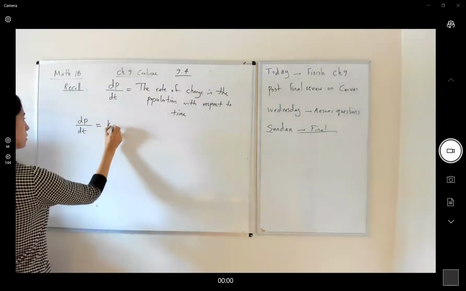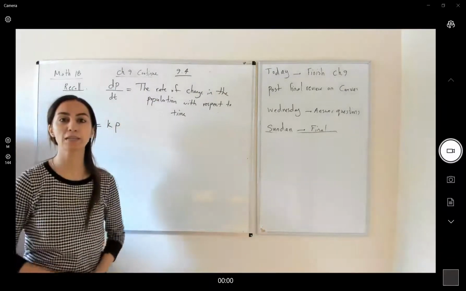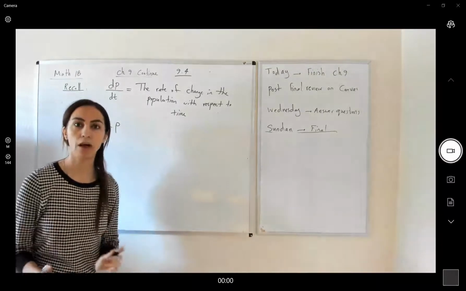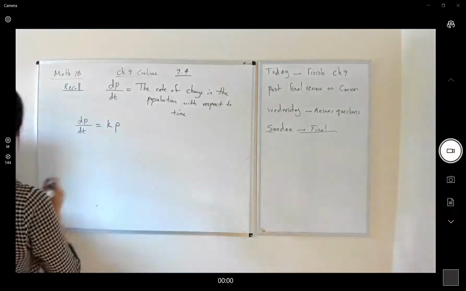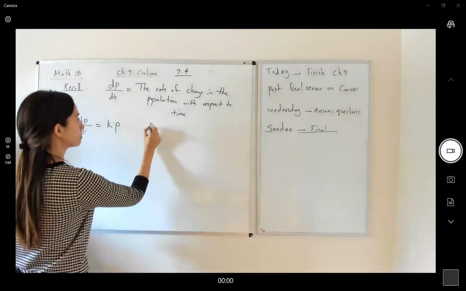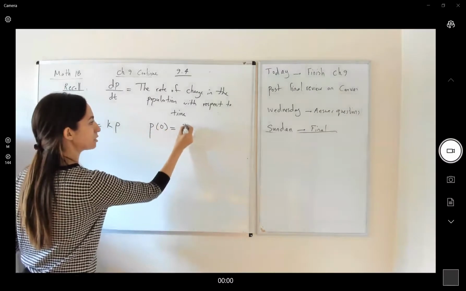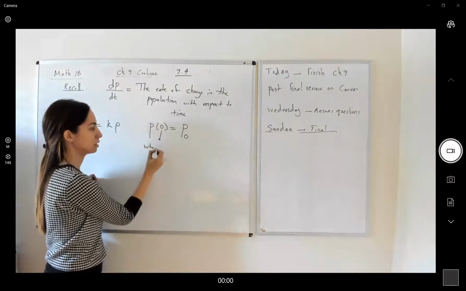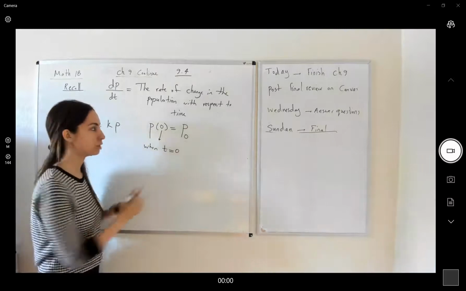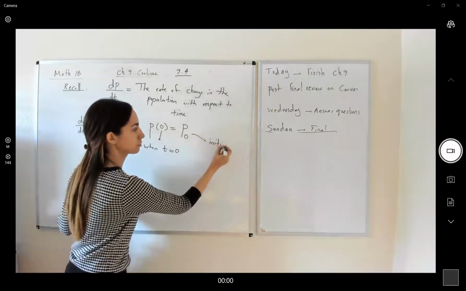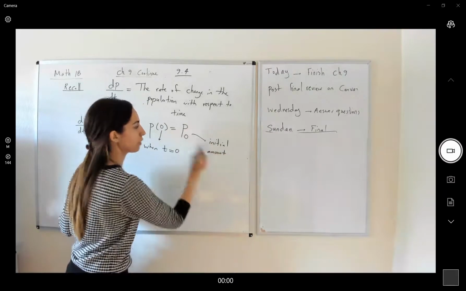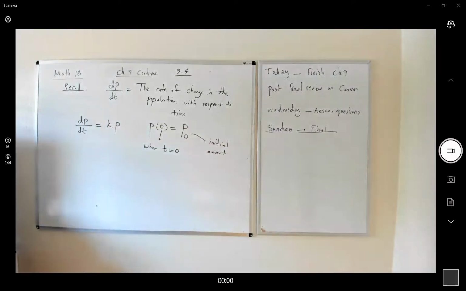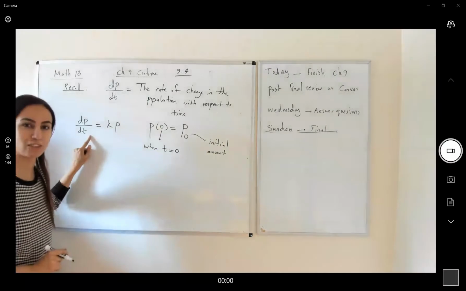dp over dt equals k times p. And suppose we add an initial value, because we already have an initial amount of a population, like p sub 0. So we say that at the beginning, when t is equal to 0, we have the initial amount p sub 0, which is just a constant, just a number. Very well. Of course, we can solve this differential equation.